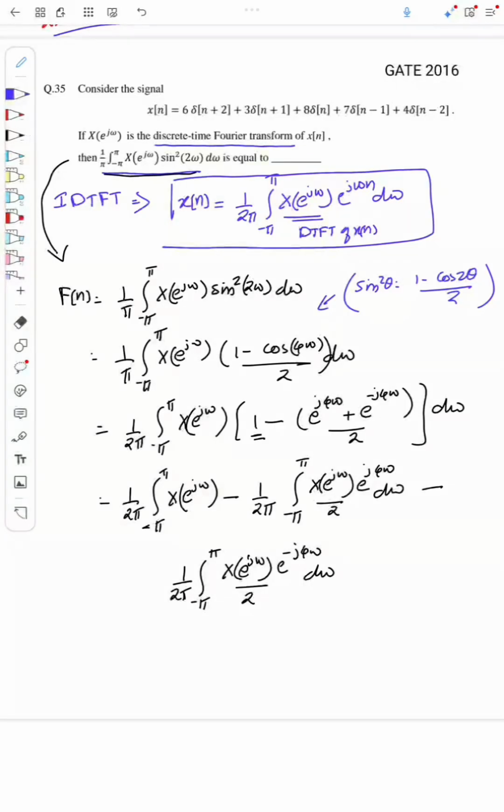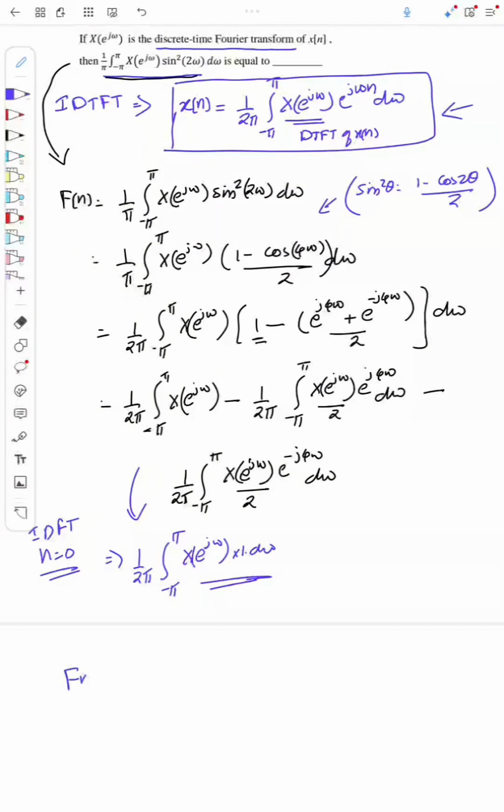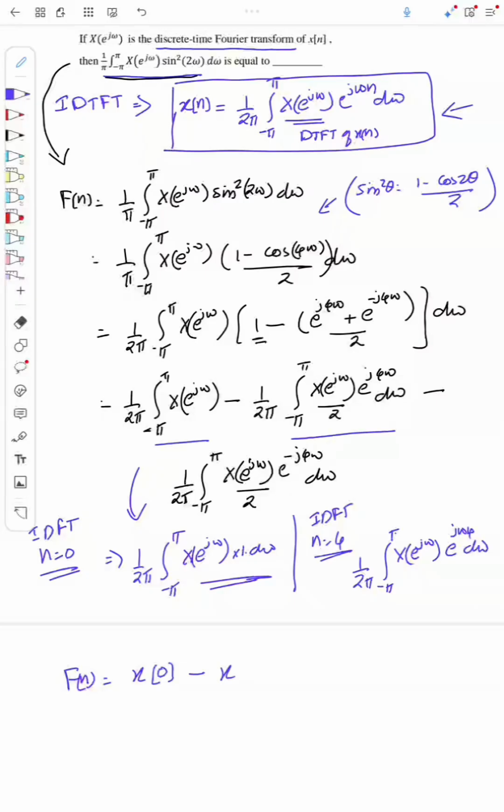Now coming to the inverse DTFT form, when n is equal to 0, we will get this term, (1/2π) ∫ from −π to π of X(e^{jω}) e^0 dω, where e^0 is 1, right? So this is actually the first term. So I can write f(n) as: the first term is x(0), minus, when n equals 4, the second term (1/2π) ∫ from −π to π of X(e^{jω}) e^{j4ω} dω, which is x(4). Similarly, the third term is x(−4). So this is actually f(n).